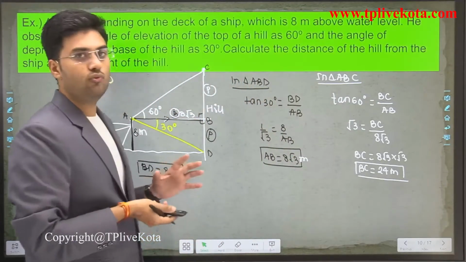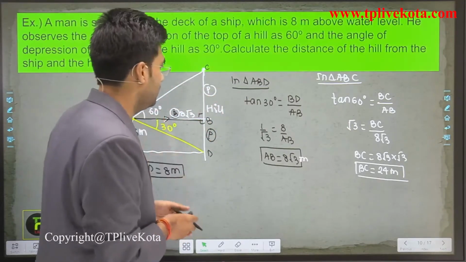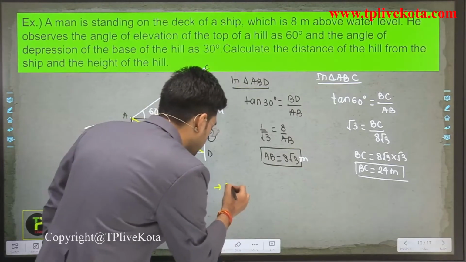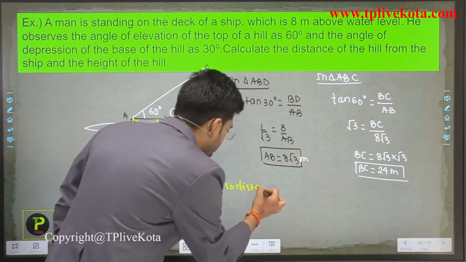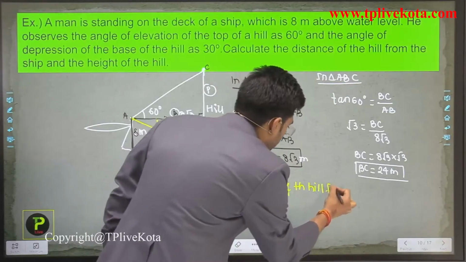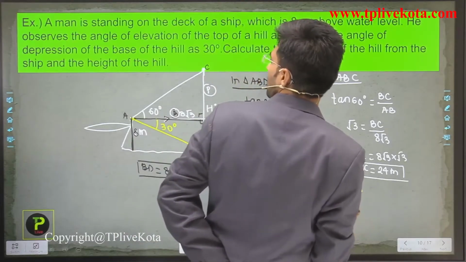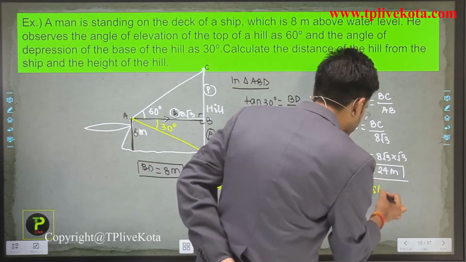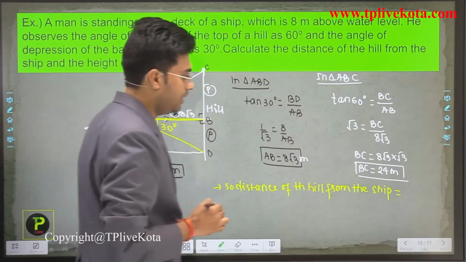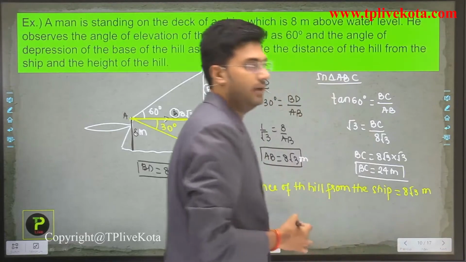Now what do we have to find here? We have to calculate the distance of the hill from the ship. So the distance of the hill from the ship is equal to this distance AB. AB is 8 root 3. So it is 8 root 3 meter.